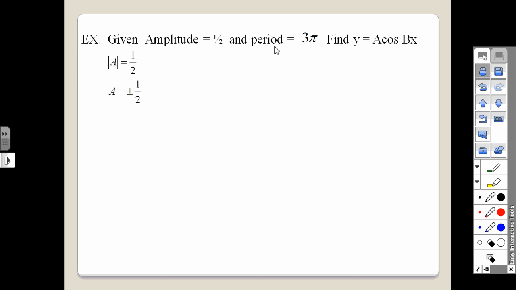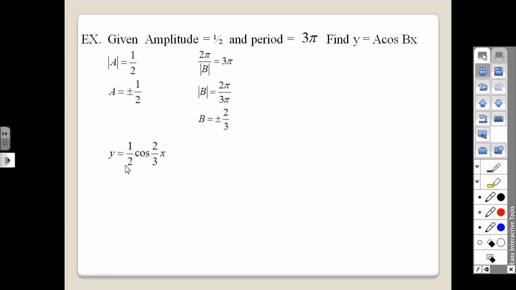Okay, for the period, this one's a little bit more complicated because there is a formula that we have to follow. So remember the 2 pi over the absolute value of b is equal to your period, which is 3 pi. So we go through there and do the math and figure out that b is actually plus or minus 2/3. So because we have the plus or minus for both of these, that means we're going to have more than one answer because we have to come up with all the combinations of these numbers together.